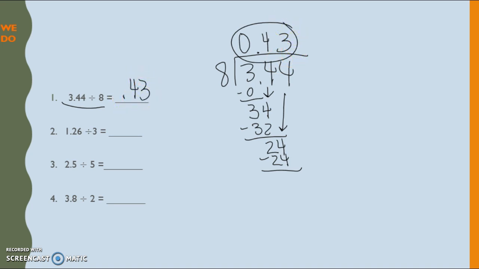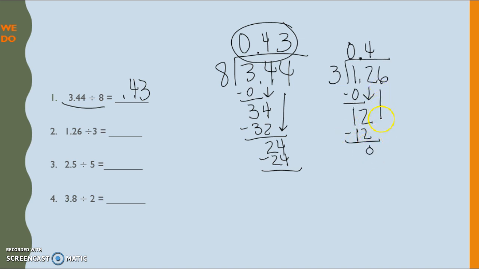Let's set up our second problem. 1 and 26 hundredths divided by 3. Again, 3 cannot go into 1, so we will put our 0 here. 0 from 1 is 1. Bring down our 2 here. 3 goes into 12 4 times. 4 times 3 is 12. 12 minus 12 is 0. We'll bring down our 6, and 3 goes into 6 2 times. So our answer is 42 hundredths.